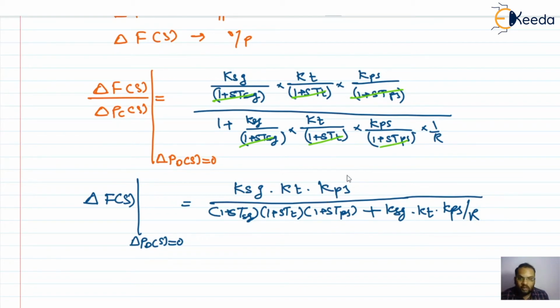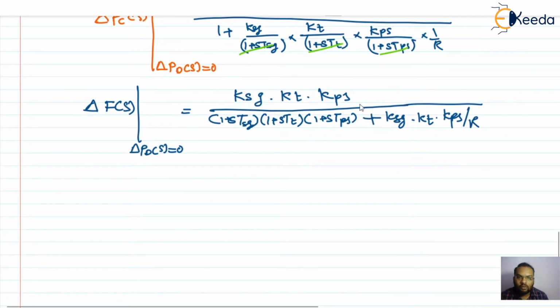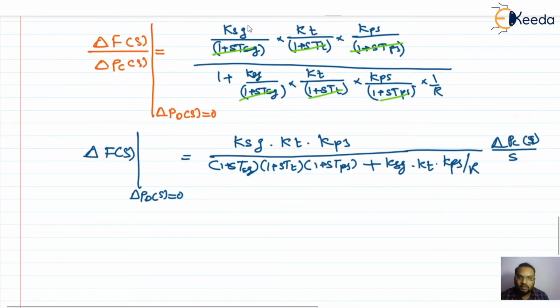Again, I want to get the steady state value of this. Of course, we should have that input here, that is delta Pc of S, the command, and it should be divided by S. I think I have not written that S here. It should be divided by S, because again we are giving the command to change the output power as a step value.